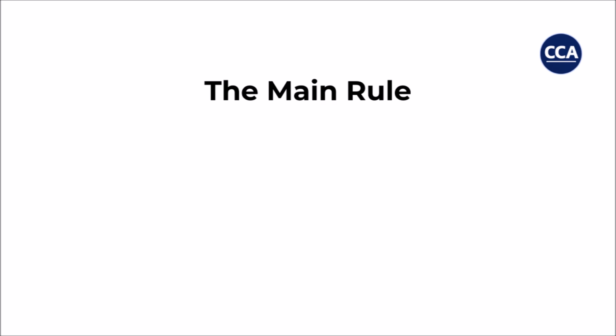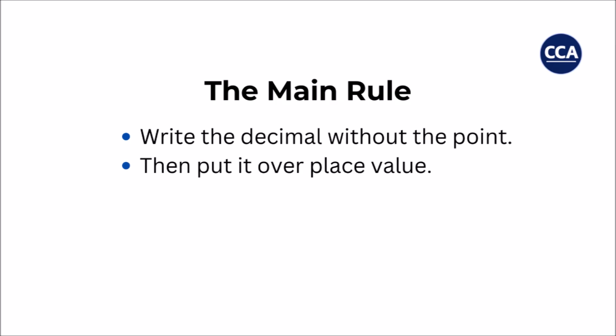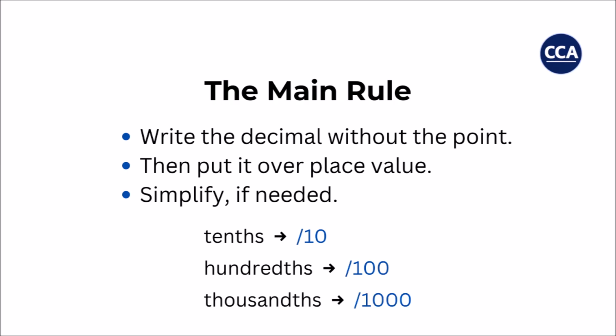Here is the main rule. First, write the decimal as a whole number, without the decimal point. Then put it over the correct place value. And then, simplify the fraction, if needed. That means, if the decimal has one digit after the decimal point, it is usually over 10. If it has two digits after the decimal point, it is usually over 100. And if it has three digits after the decimal point, it is usually over 1000. That is the core idea.